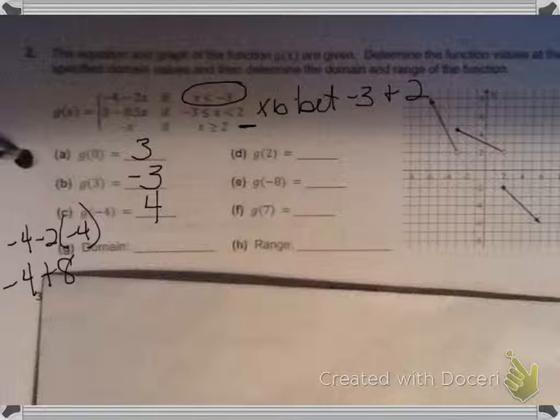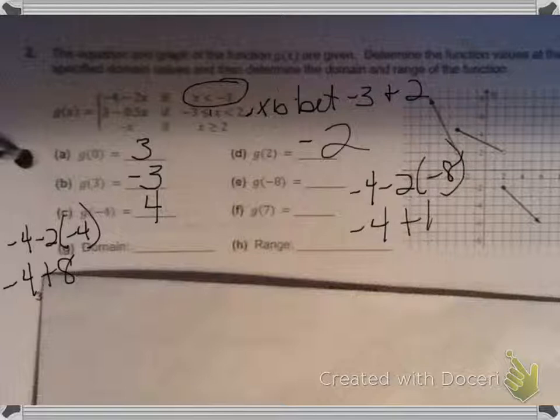G of 2, where is this true? This is true in the third one. It's not true in the second one because it says x is less than 2. It's true for the third one because it says x is greater than or equal to 2. So that would be -2. G of -8, that is true for the first one. So that reads -4 minus 2 times -8. So that's -4 plus 16, which is 12. And g of 7, that's true for the third one, so that's -7.